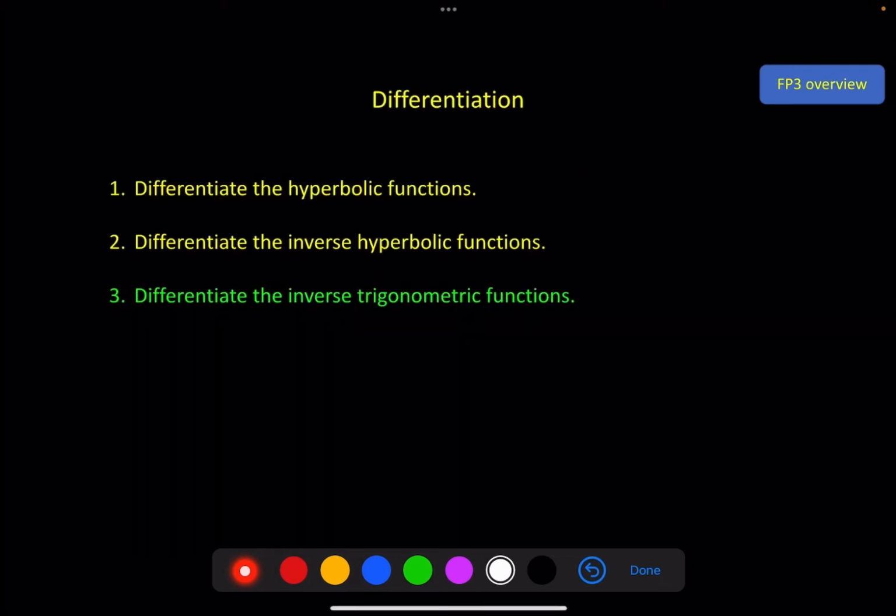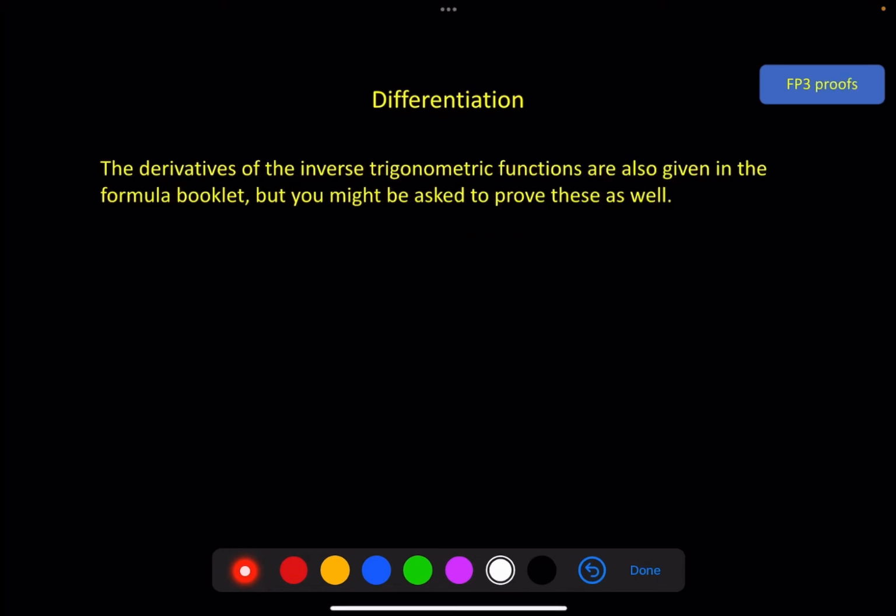In this video then, we're going to finish off this chapter by looking at the inverse trigonometric functions. So we're putting hyperbolic functions to one side, we're going back to inverse trig. And same as before, there are 3 different results here that are on the formula booklet, but you might be asked to prove them, so I'm going to go through the example for arc sine, or inverse sine.